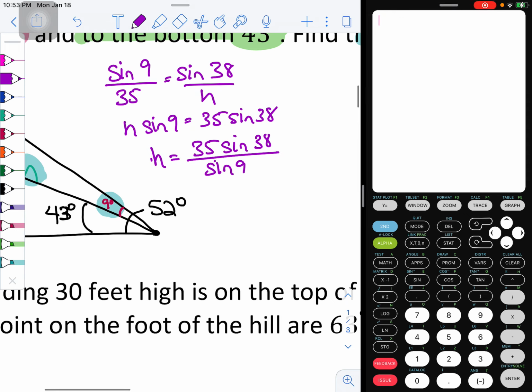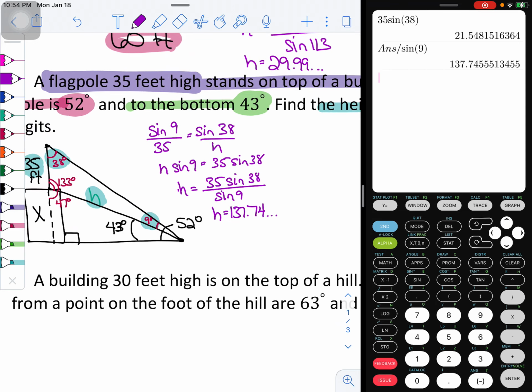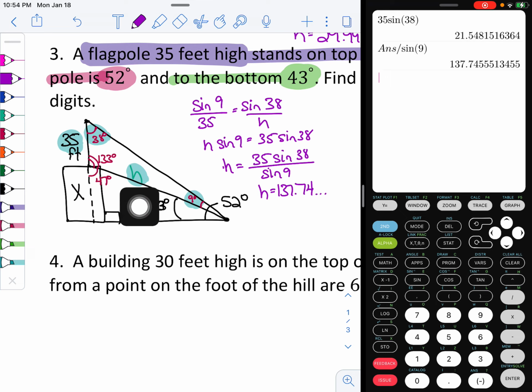Okay, back to Calculate 84 I go. There we go. Clear it out. So the alternate way to do this, if you're unsure about the parentheses or you tend to forget them, just put this numerator in, hit enter, and then immediately divide by sine of 9. All right, so I am getting an h value here of 137.74 and some more stuff after it.